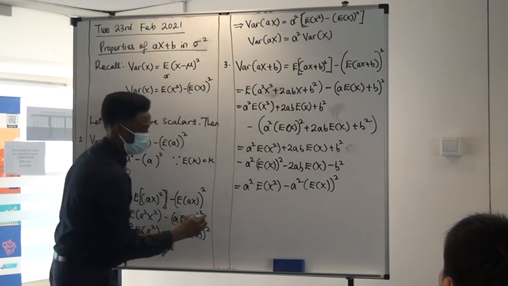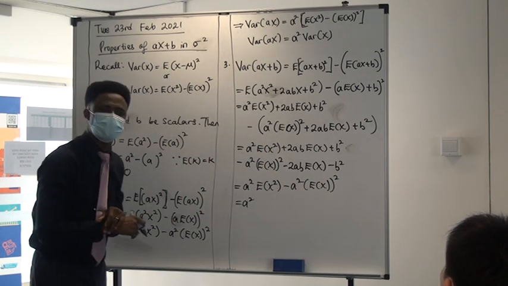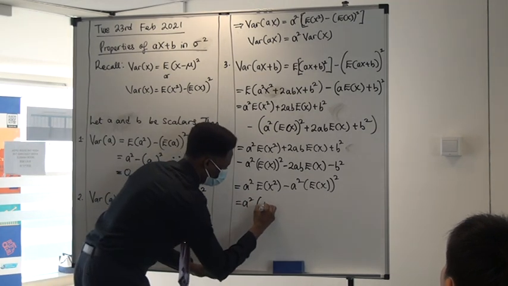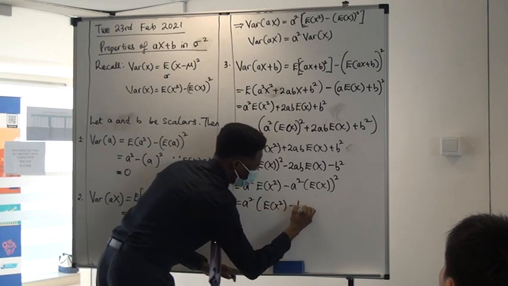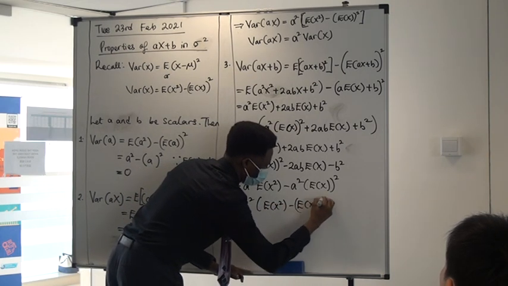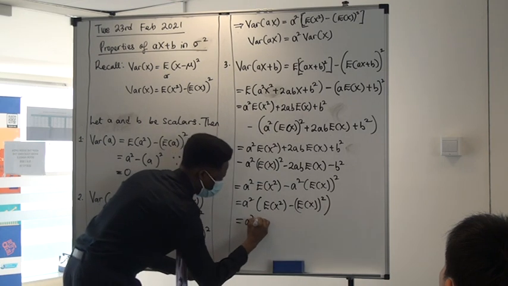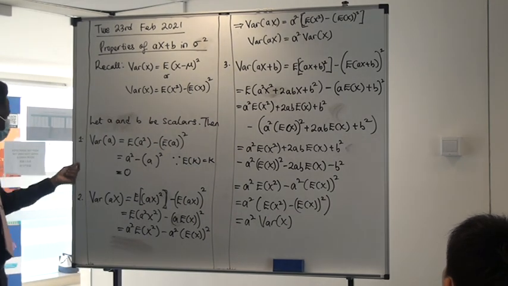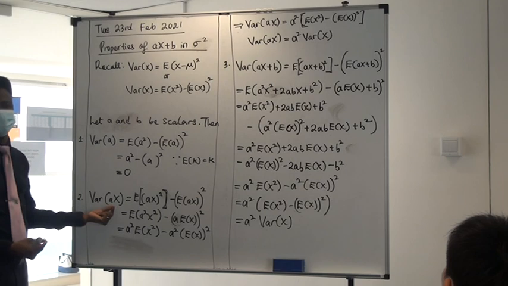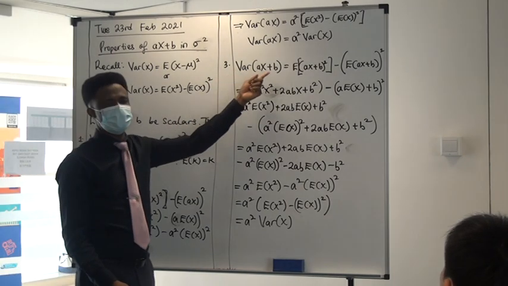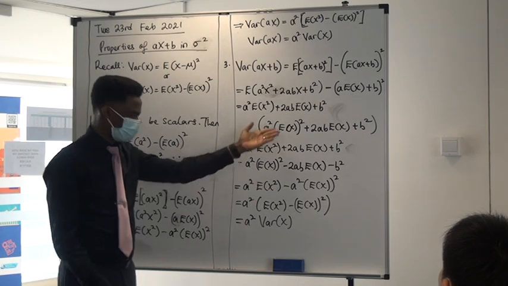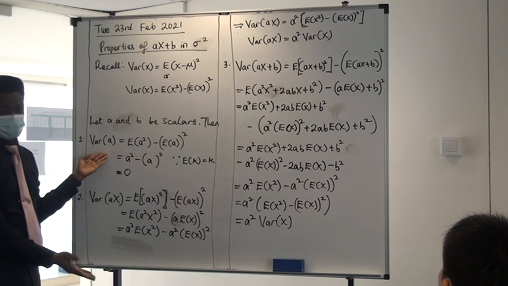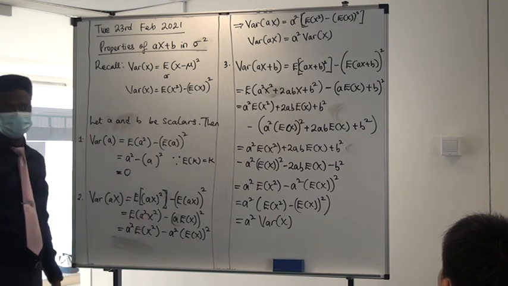Can you see something already? So clearly, you can see b is no longer in the picture. So expectation of what? Brackets x squared minus expectation of x all squared. So clearly this is just a squared variance of x. So whether you have just a constant multiplying the random variable or a constant multiplying plus another constant, you are going to get the same thing. And the reason is not far-fetched. The variance of that constant standing alone does not matter.